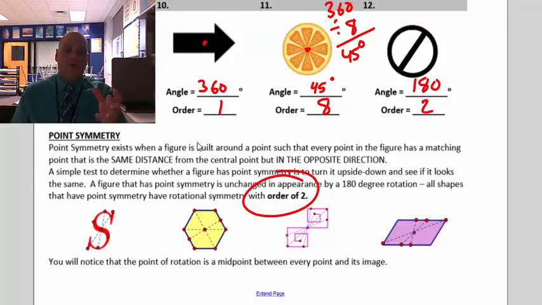So what we'll do is look more at point symmetry, rotational symmetry, and line symmetry in class tomorrow. You got a bunch of different examples we're going to look at, try to determine what type of symmetry does it have. Line, point, rotational. All right, what kind of symmetry does it have? I'll see you then.